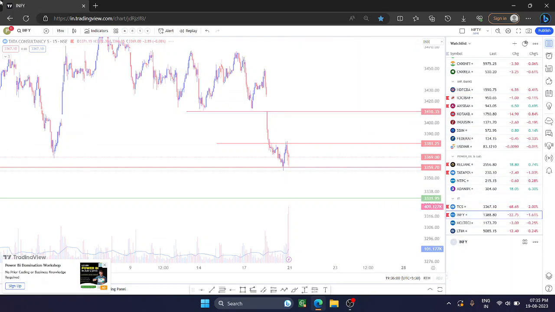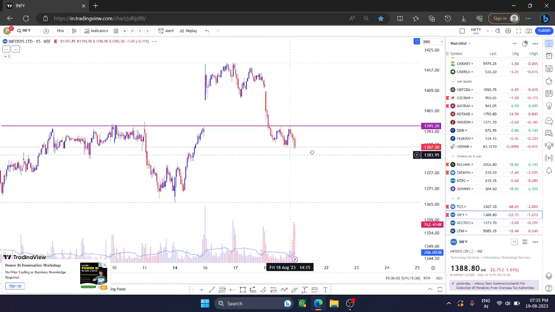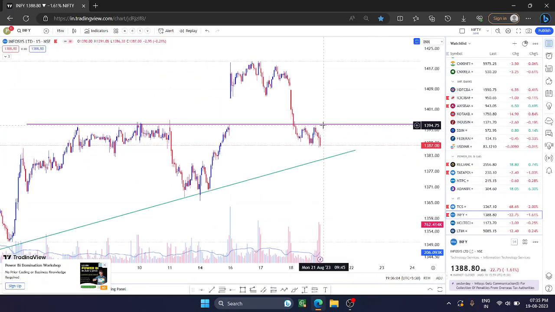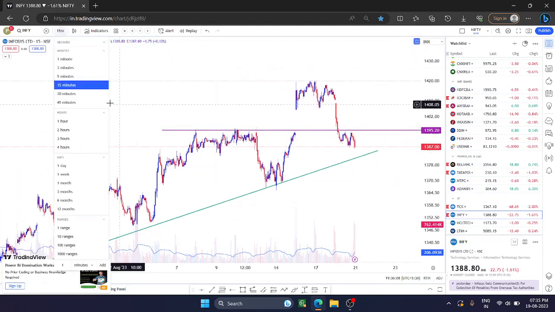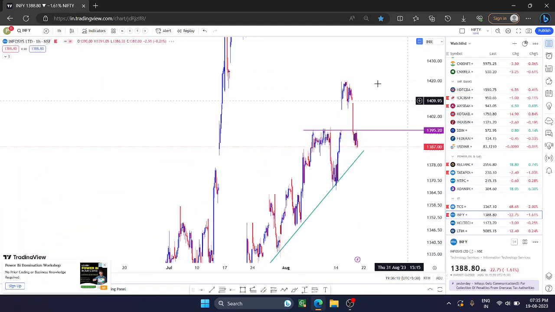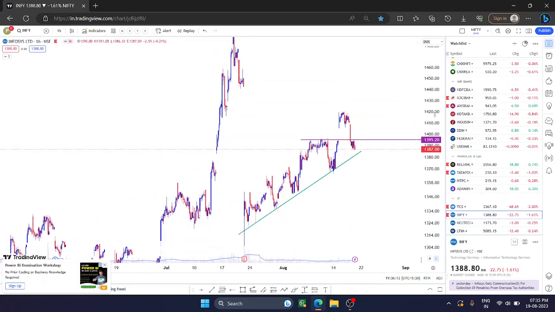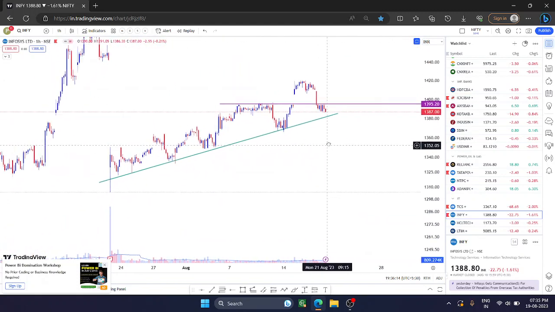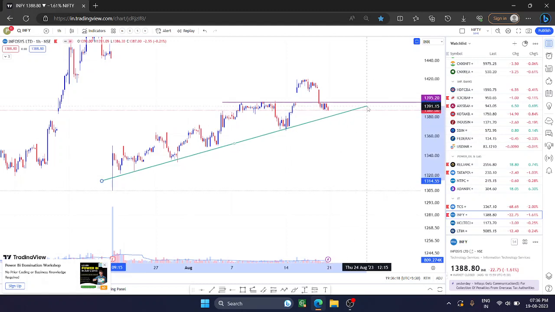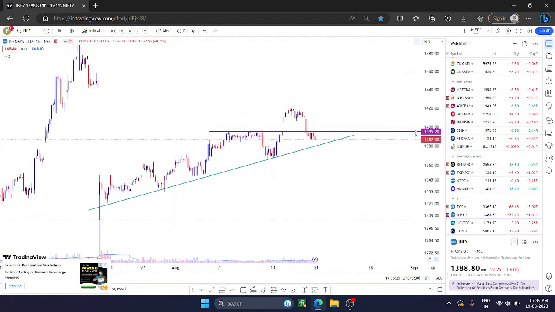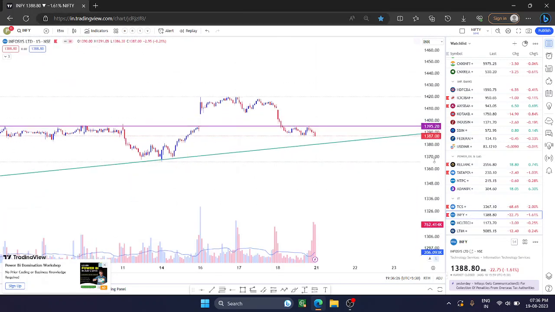Similarly we also can plan for Infosys. 1315 is the resistance area. So for better understanding, I am changing the time frame to 1 hour. If you see in the 1 hour time frame, this is a very good trend line. It has taken support previously multiple times. So further selling we can plan.